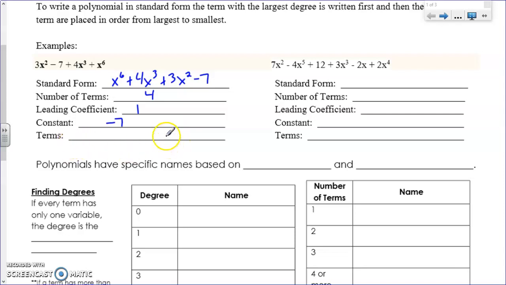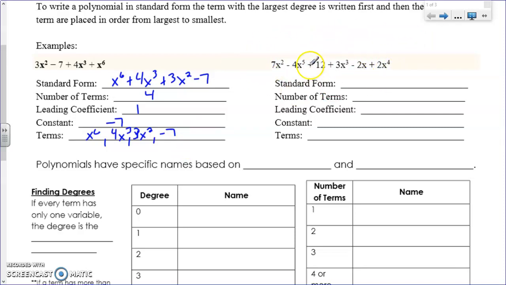We're not going to list the terms, but if you did, I'll list this one. X to the 6, 4x cubed, and then 3x to the second. My 3 does not want to work. I don't know why. Sometimes it will. And then negative 7.